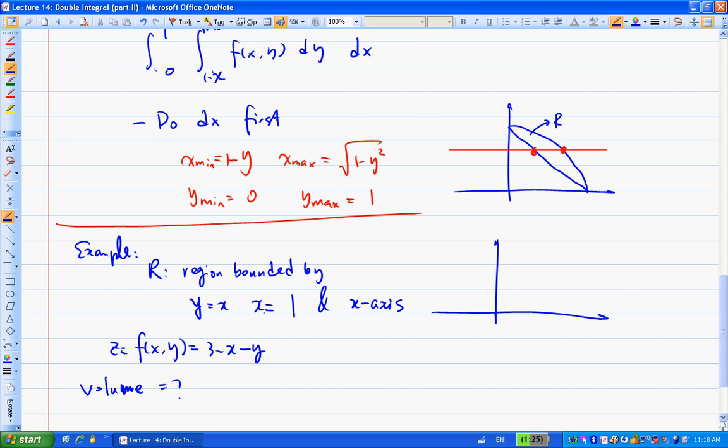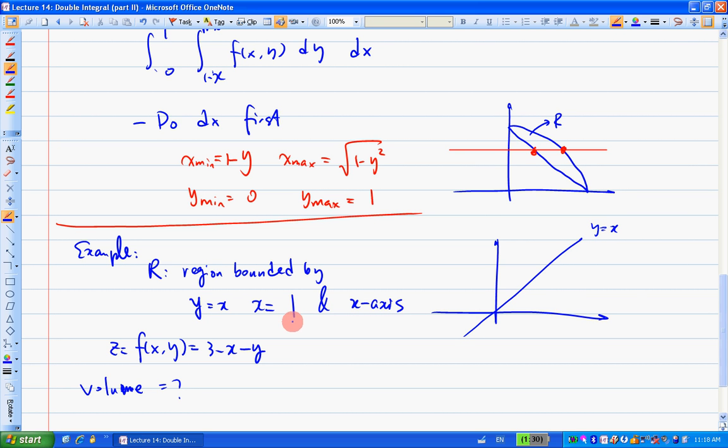So the first step is to sketch this region R. Quite a simple sketch. So what do we have here? We have two straight lines here, right? And then there's the x-axis. So y equal to x, which is what? This one here.